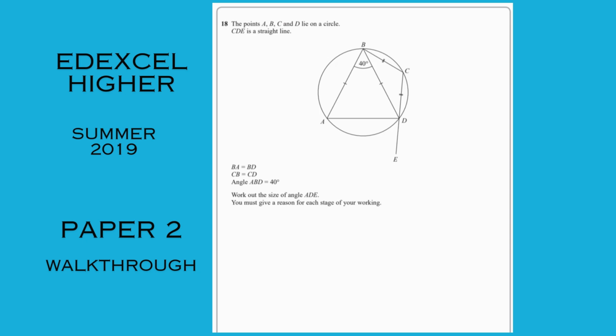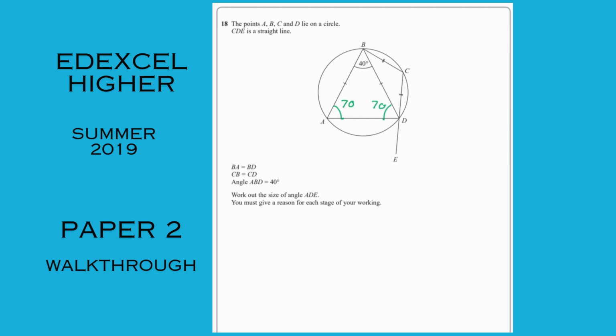So first of all, we've got an isosceles triangle with B at the vertex. The base angles of an isosceles triangle, because there's a line of symmetry down here, will be equal and will make the triangle add up to 180. So they must be 70 each.